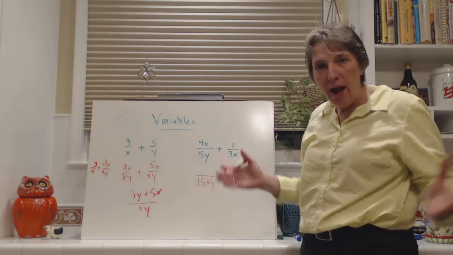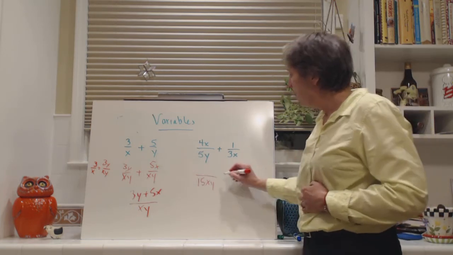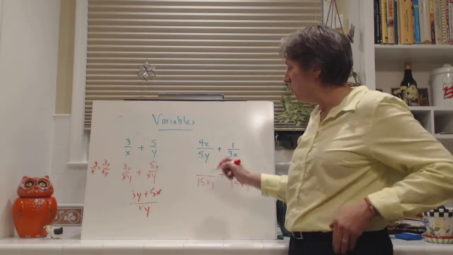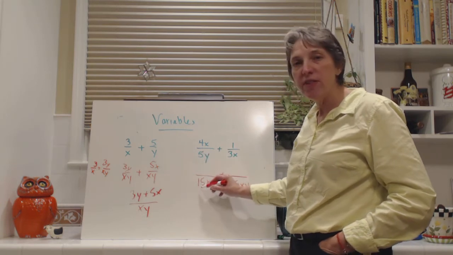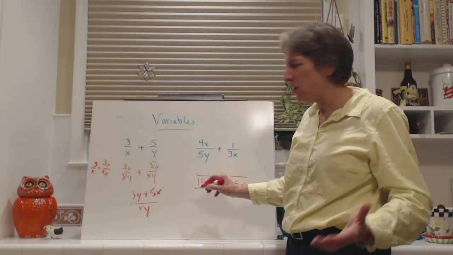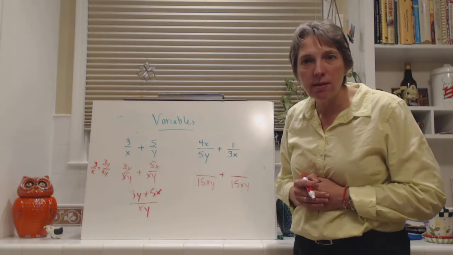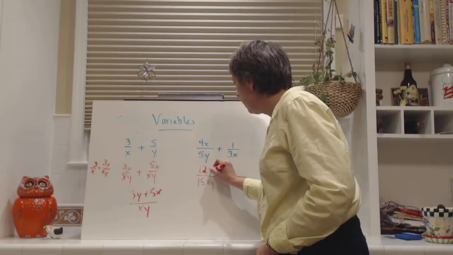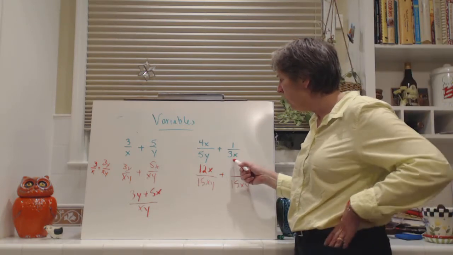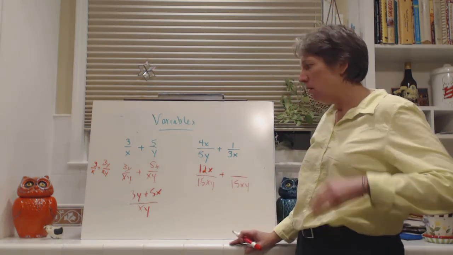Both the variables have to be in the new denominator in order to convert it over to the other side. So I say 15xy and 15xy, so now I'm going to convert it. So I say, okay, 5 goes into 15 how many times, with what left over? 3. We're just doing a conversion of a fraction. So 5 goes into 15 3 times, and 3 times 4x is 12x. We multiply the coefficients.